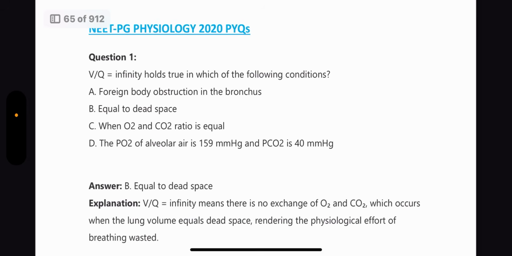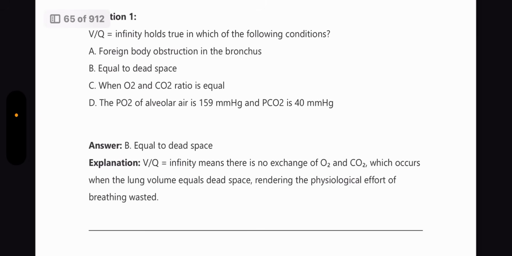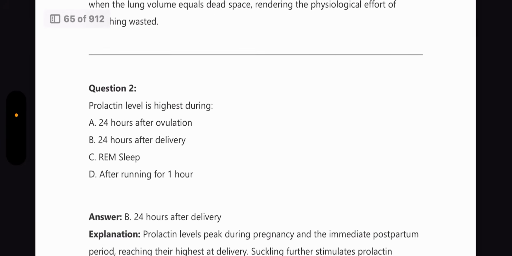2020 PYQs. V/Q equal to infinity holds true in which of the following conditions? Answer is equal to dead space. V/Q equal to infinity means there is no exchange of oxygen and carbon dioxide, which occurs when the lung volume equals the dead space, rendering the physiological effort of breathing as wasted.